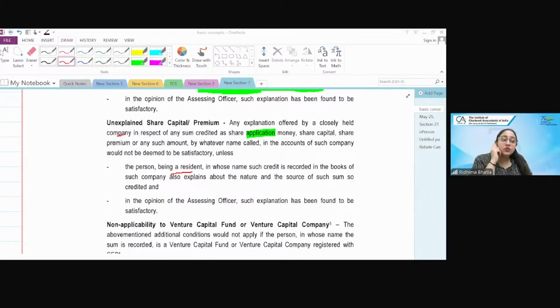And interestingly, it is not only for closely held companies, it is applicable for widely held companies also. People are doing related party transactions, loans, etc. So you have to be very careful, because even if these are in the nature of loans, share capital, etc., still they can be treated as income, and still you have to pay 78% of tax.